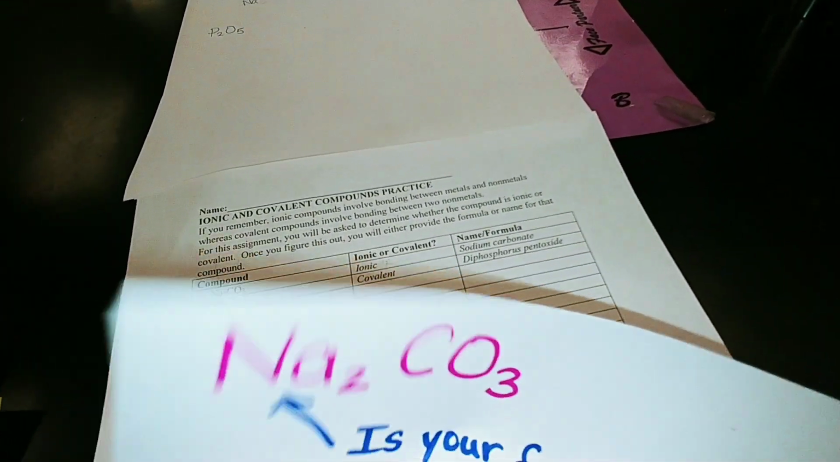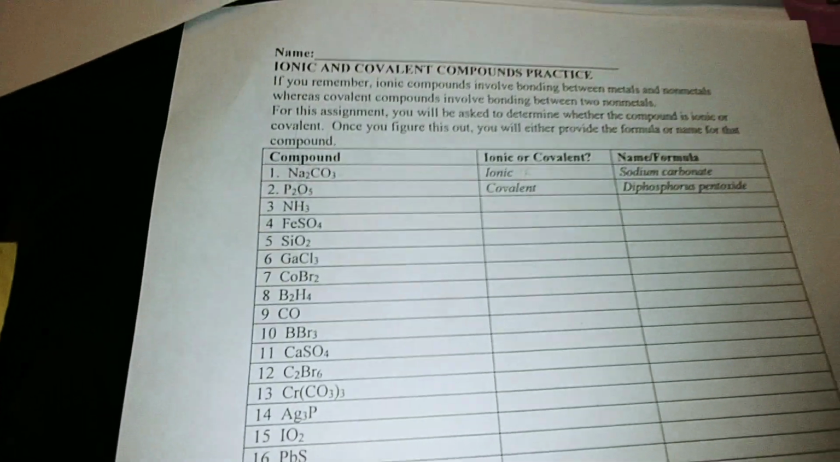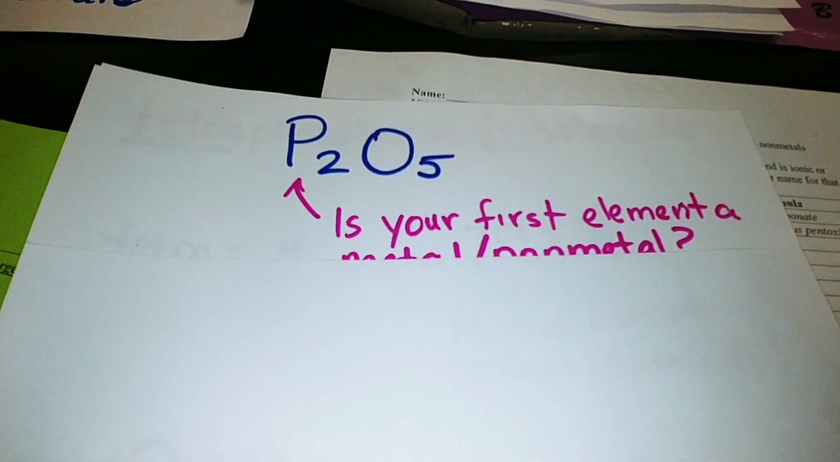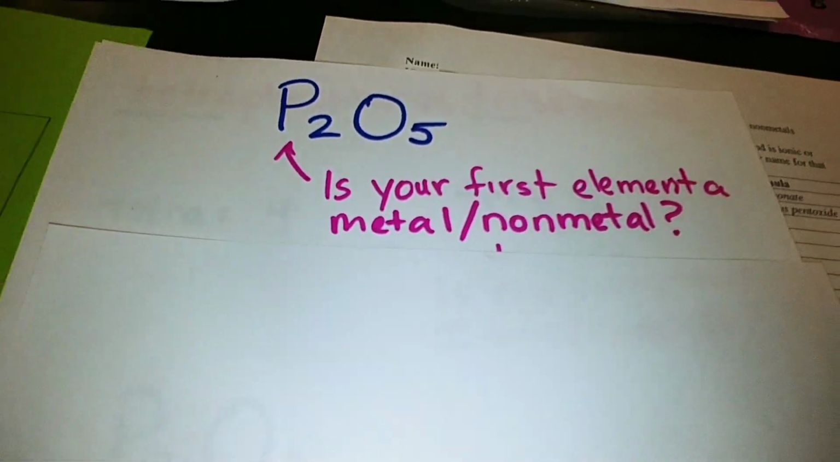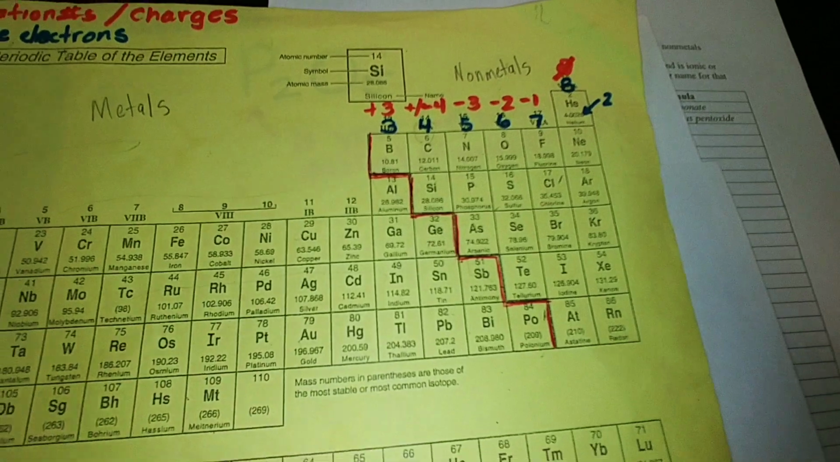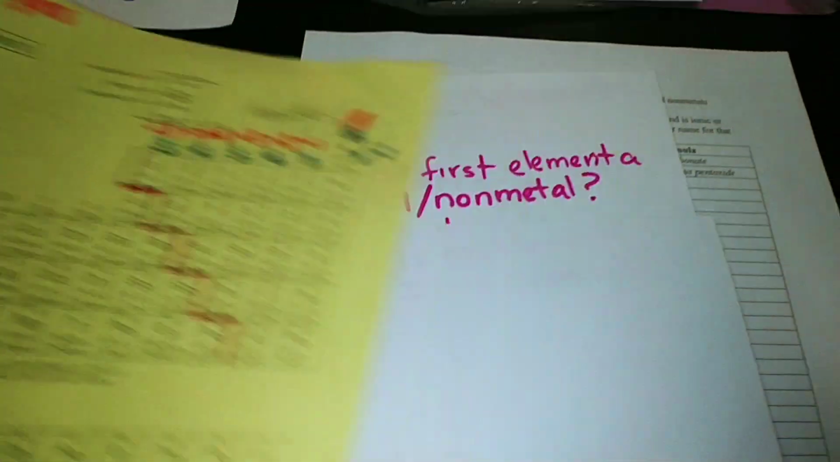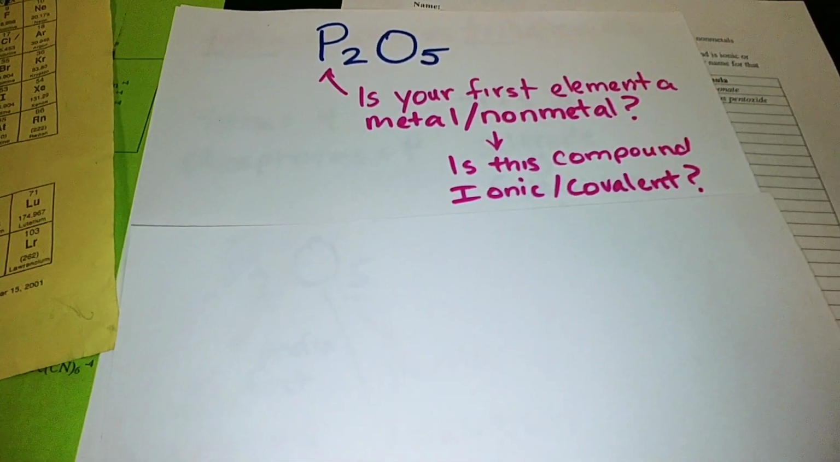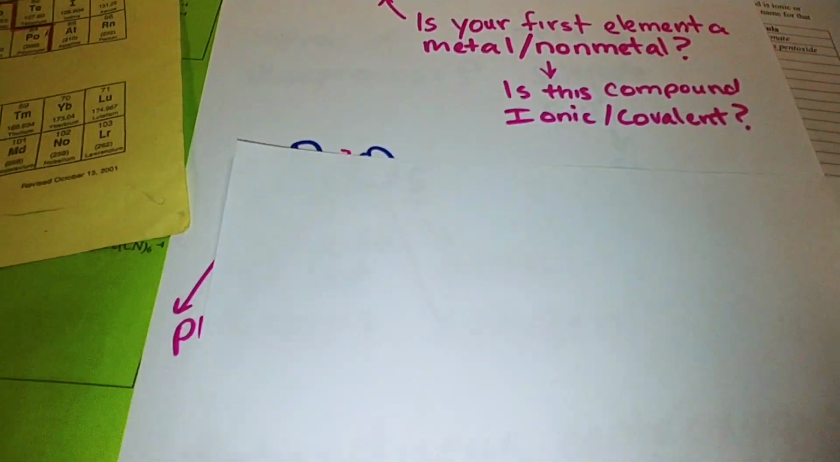Okay, for the next one, P2O5. You first have to look at your first element, just like you did before. Is phosphorus a metal or a non-metal? There it is. It's on the right hand side with the non-metals. Because it's a non-metal, is the compound ionic or covalent? It's covalent, because the first word is a non-metal.